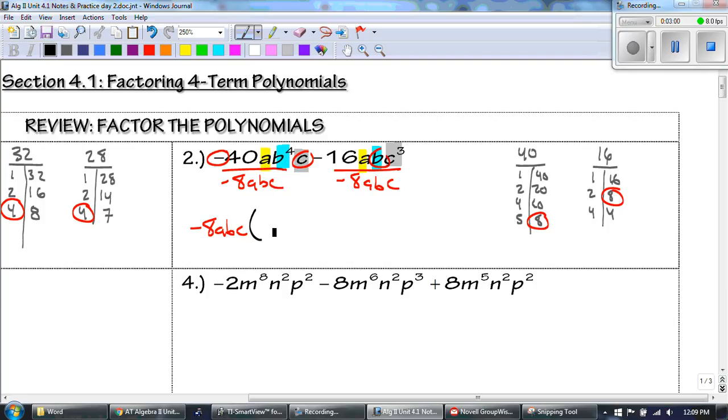-40 divided by -8 is a +5. A's cancel. We're left with B cubed, and then the C's cancel. -16 divided by -8 is a +2. A's cancel, B's cancel, C cubed divided by C gives us C squared.